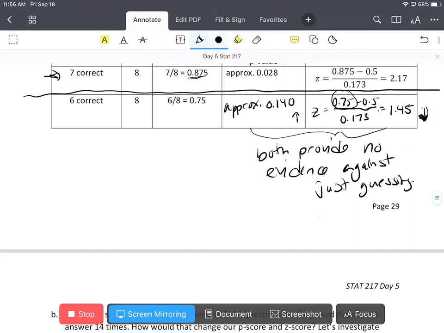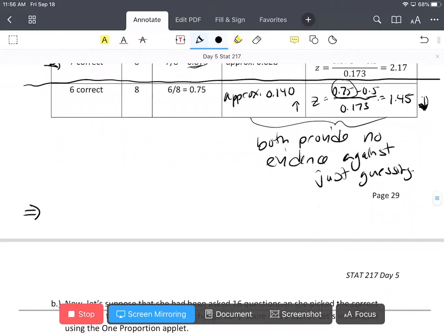So changes in p-hat affect our p-value and our z-score.